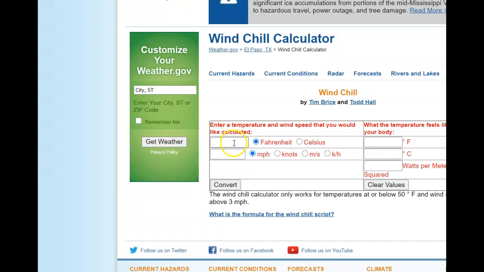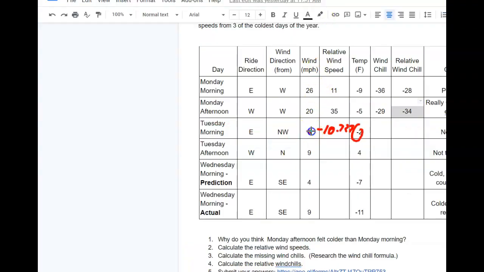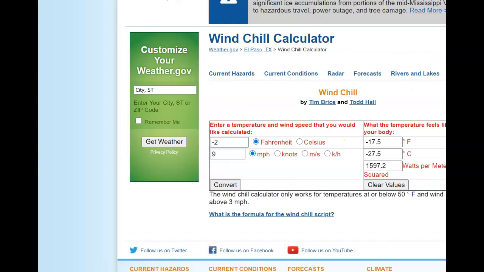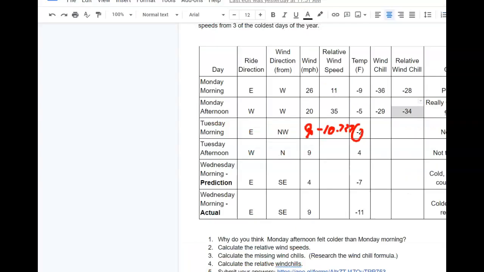All right, so now I can put this in here. The temperature we had was -2. My wind speed was 9, and I can convert that. So that gives me a -17.5. With a wind speed of 9 and a temperature of -2, that gives me a wind chill of -17.5.